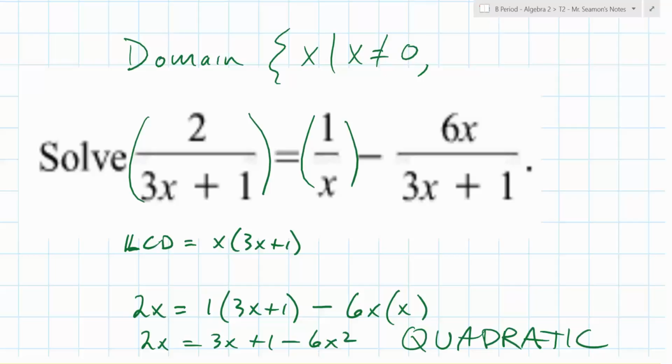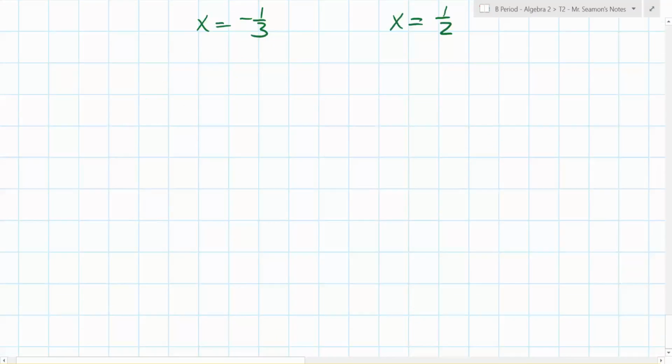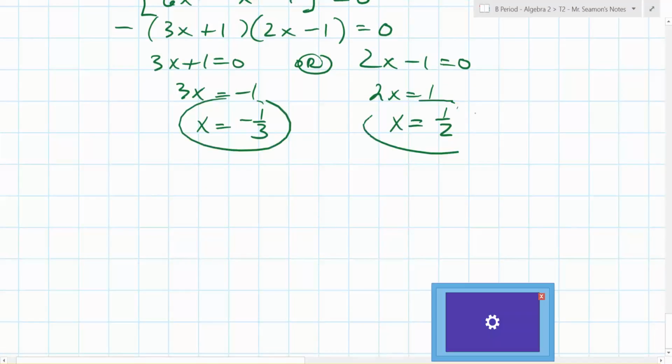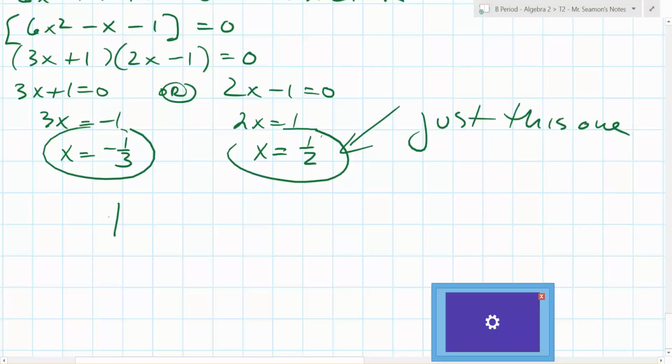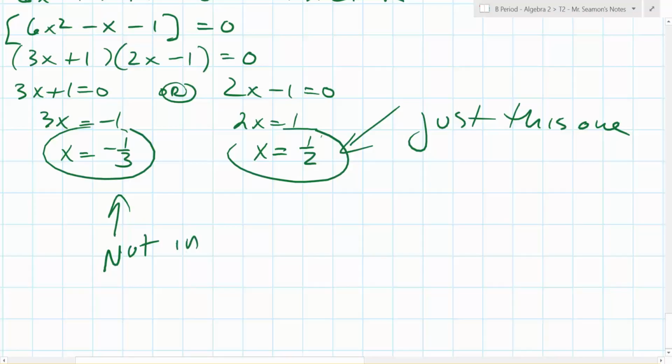Stop and think. There's not even time for you to breathe between your statements, okay? 3x plus 1 can't be 0, so x can't be negative 1/3. But what did we get for an answer? We got two answers here, negative 1/3 and 1/2. So the actual answer is just what? 1/2. Just this one. Why? Because this one is not in the domain. You have to check that.